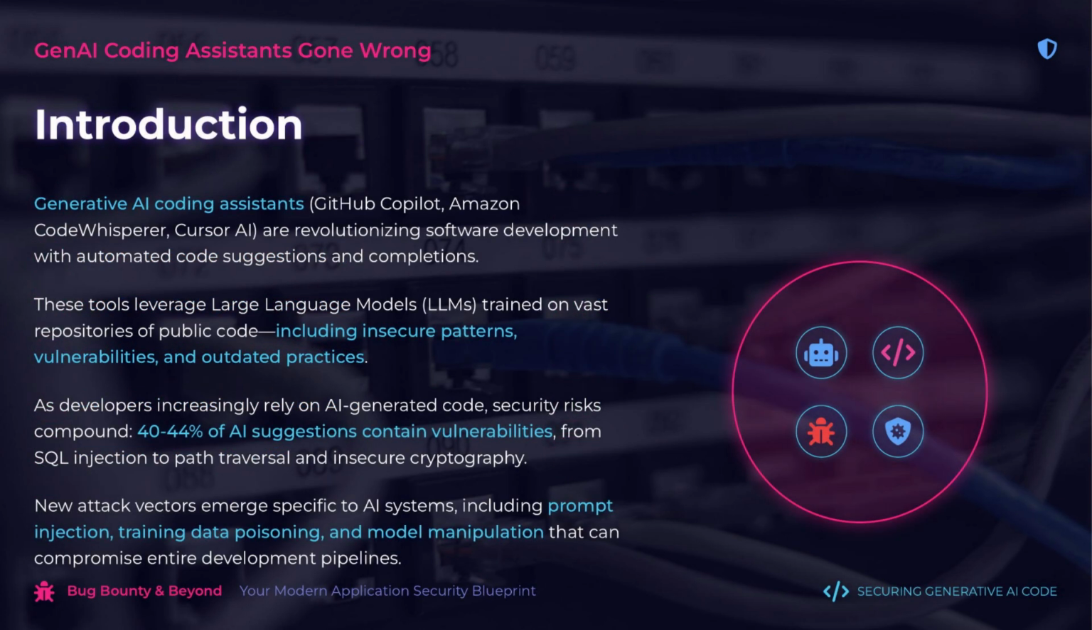Gen AI coding assistants like GitHub Copilot, Amazon CodeWhisperer, and Cursor AI have revolutionized development productivity. Millions of developers now rely on these tools to generate code faster than ever before. But here's the critical security reality we need to face. These tools are optimizing for productivity, not security. They're trained on massive public repositories, including vulnerable legacy code, deprecated security practices, and plain bad implementations. When vulnerabilities get generated at AI speed across thousands of developers, manual review becomes impossible.